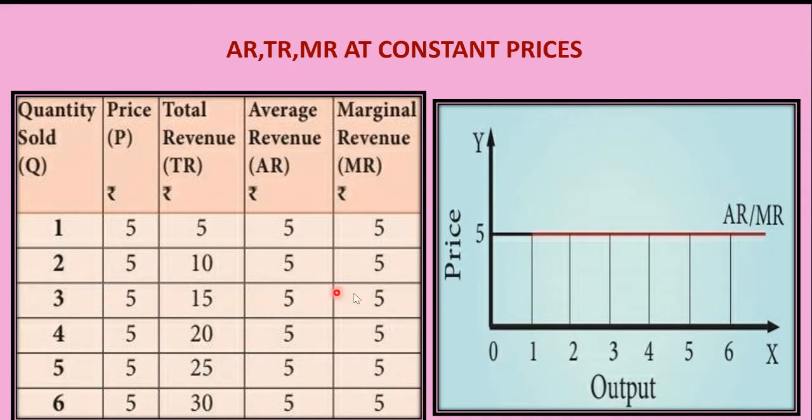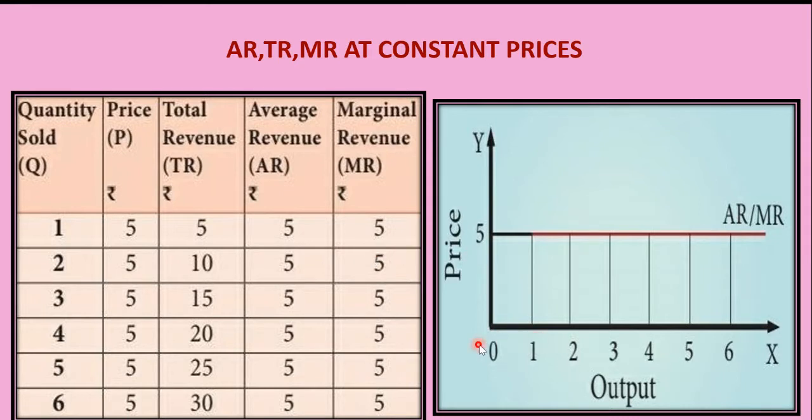How do you calculate the marginal revenue? Look at the difference in the total revenue. The first one, you put it as it is, 5. 10 minus 5, 5. 15 minus 10, 5. 20 minus 15, 5. 25 minus 20, 5. 30 minus 25, 5. So what do you observe here? Price, the average revenue and marginal revenue all are the same.